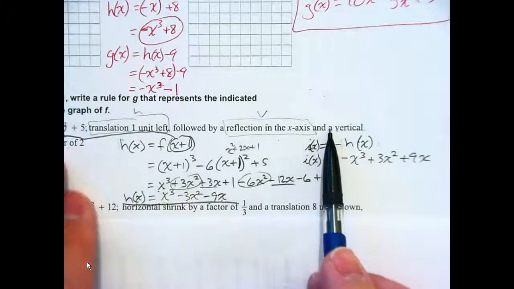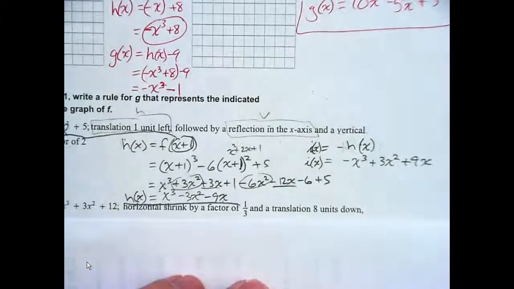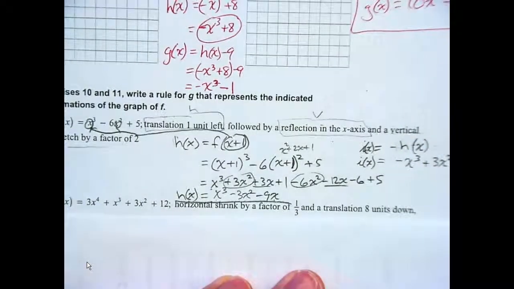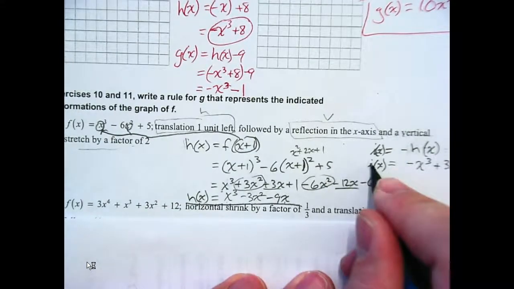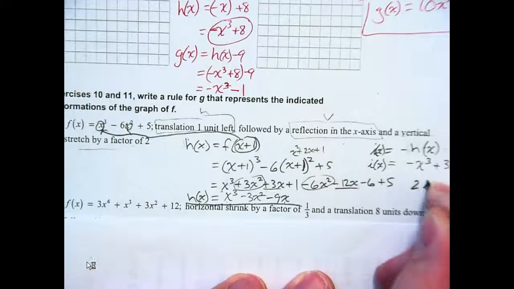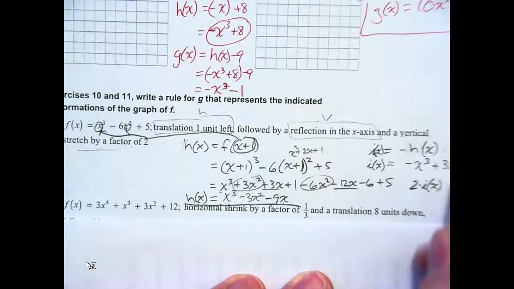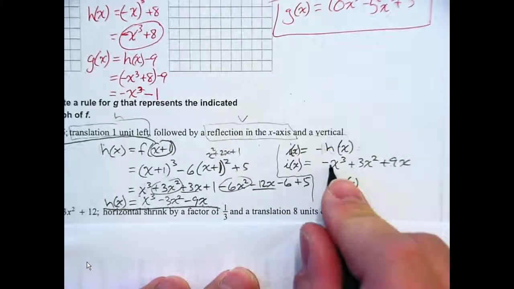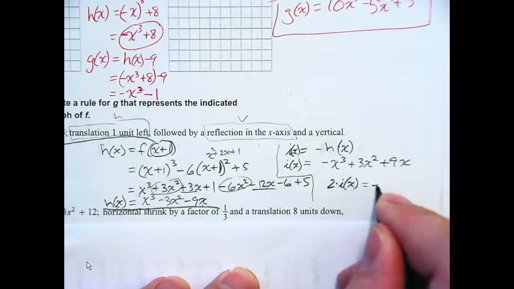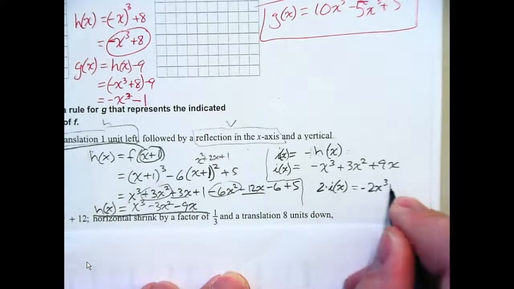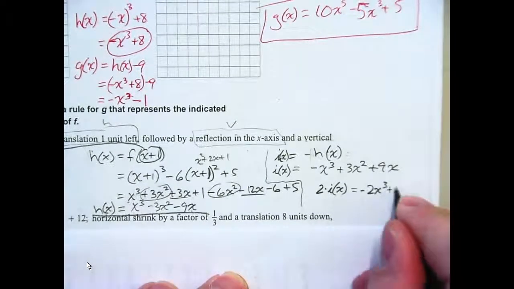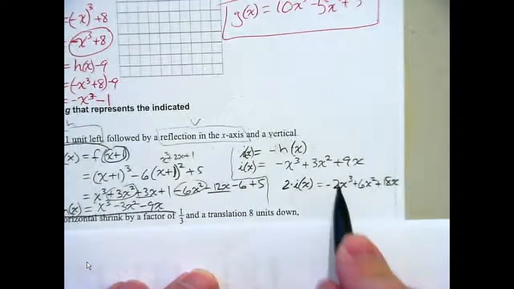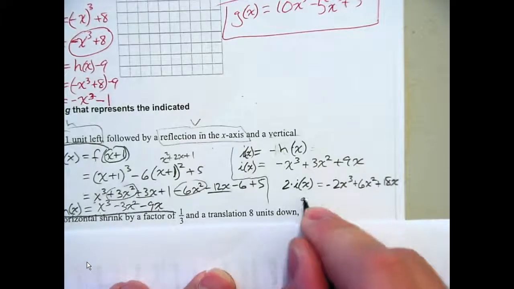Now we're doing a vertical stretch by a factor of 2. Is that happening inside or outside? Vertical happens on the outside. So we're doing 2 times I of x, which means I double each of those things, which means I get negative 2x cubed plus 6x squared plus 18x. That is actually my g of x.